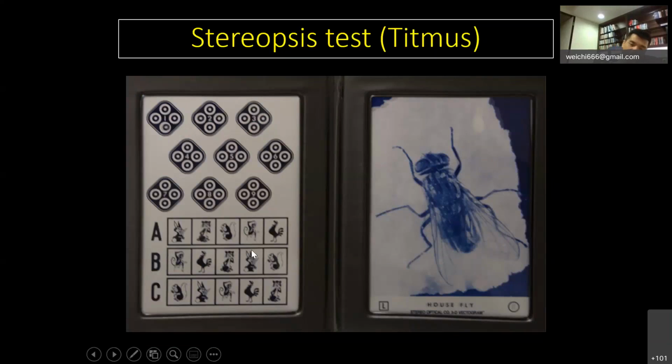But younger kids could not understand this so well. You could use the animals down below here. One of the animals, for example in panel A, stands out from the rest. So you could ask the child to pick which animal stands out. Then you could document it and get a record of the stereopsis of the patient. Okay.